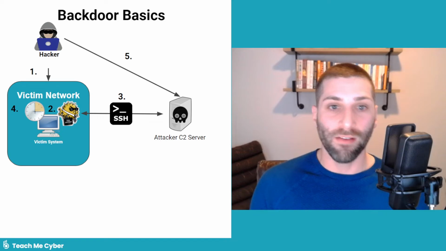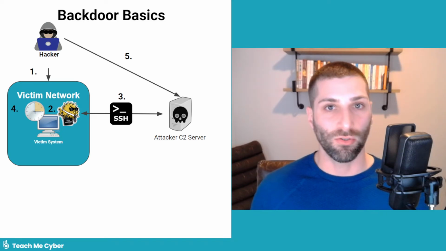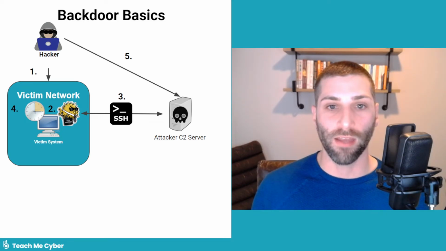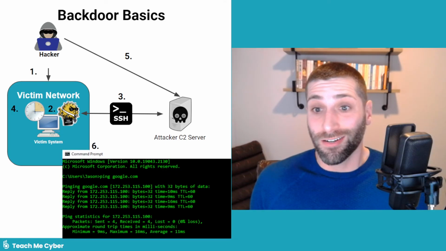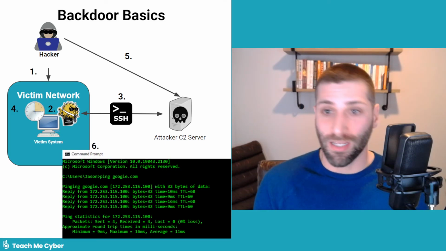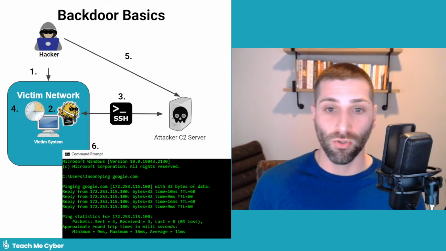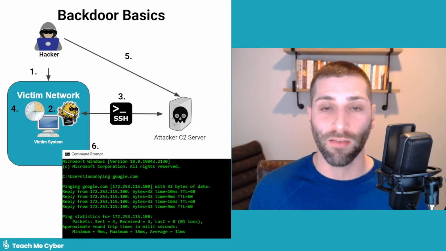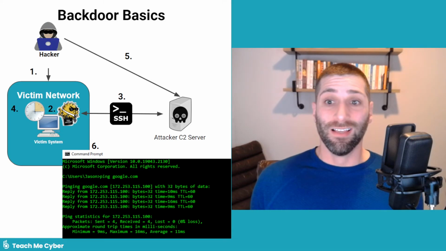From there, the attacker just has to go to that C2 server. He's going to be waiting for that network connection to come in, and when it does, he's going to have access back into that victim system. From there, the attacker can just execute commands. So in this little example here, we have the attacker just pinging google.com, which is just sending some packets out there to see if it's going to respond. That's it.